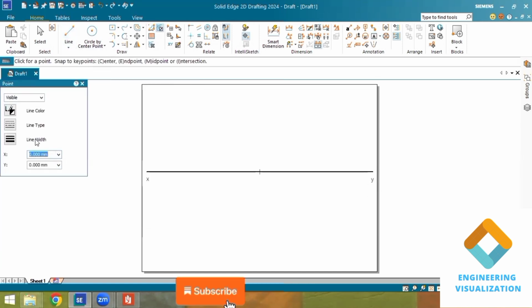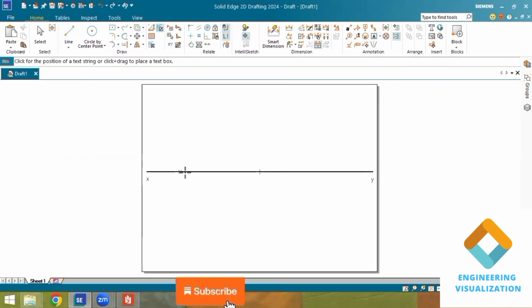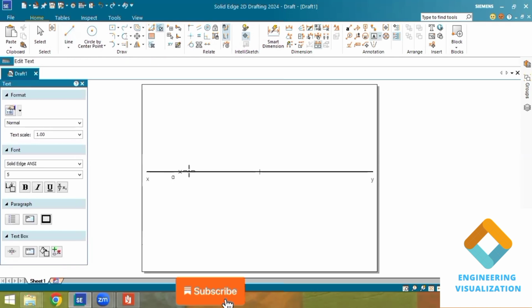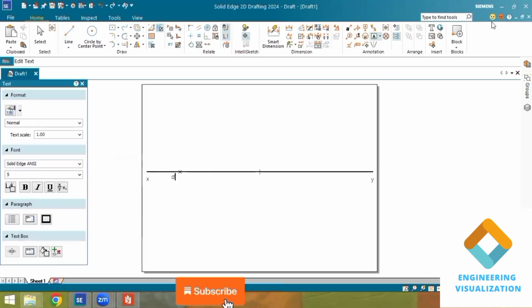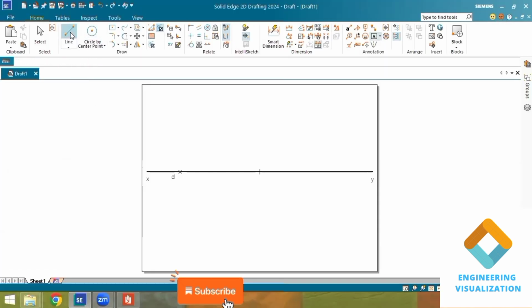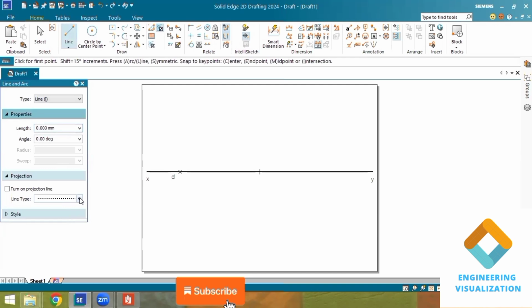So with respect to the question, what they mentioned here is that it is resting on the HP plane, that is, resting on the XY line. You can see the question: a point A is on HP, which means it is the front view. That's why I have put a point and marked it A dash. Now the length we should consider.